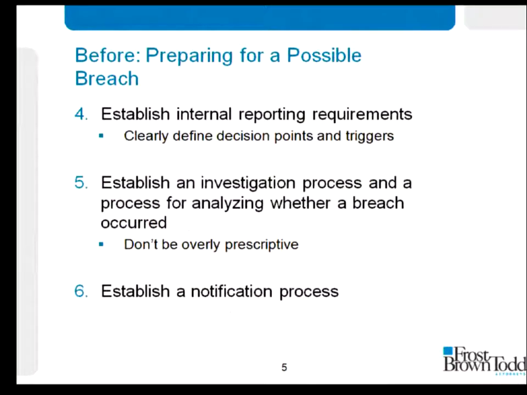Additionally, establishing internal reporting requirements. So we talked about what the trigger is, identifying it as an incident. What are the decision points along the way? So establishing a central reporting place, such as a hotline or an email address, is an important first step. But then what happens after that?